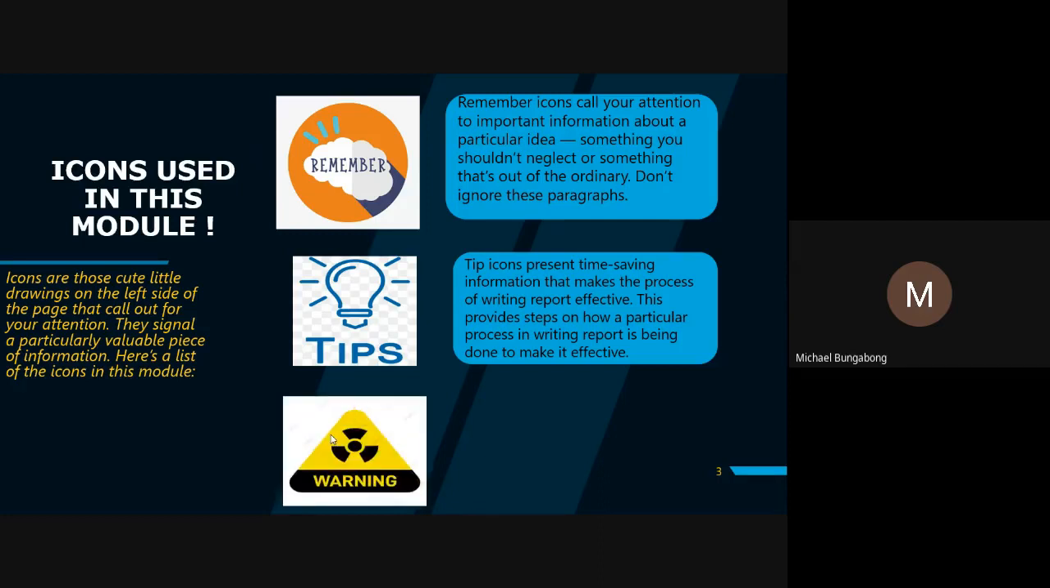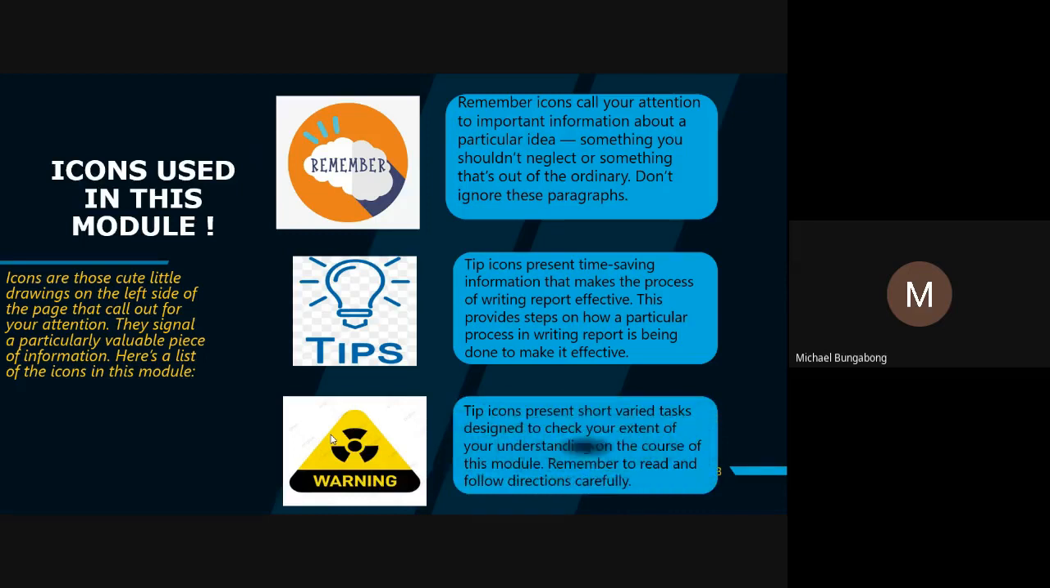Next is what we call warning. What do you mean by this icon? This icon presents short varied tasks designed to check the extent of your understanding of the course of this module. Remember to read and follow directions carefully. So remember, class, in our discussion, the tips icon is the one to give you enhancement in order to understand clearly our discussion. And this warning icon is simply a direction or an instruction to make sure that you are following simple basic instructions. Okay.